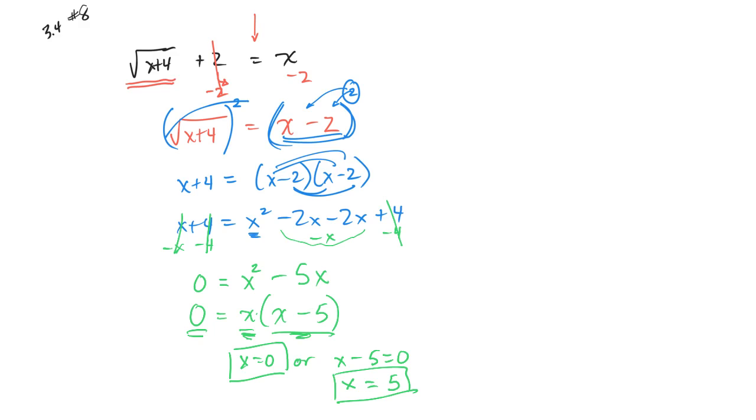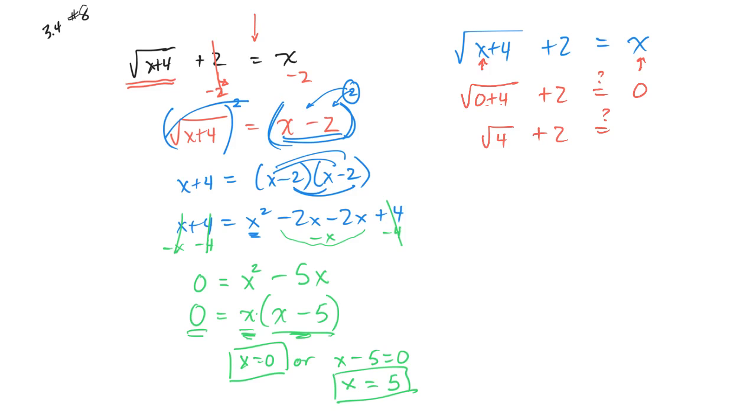Now at this point, I do want to take them back and check to see if they will actually work. So let's rewrite our equation out. And you have to go right back to the original equation. And let's put a 0 in to start with. So I'll put a 0 in here, and see if one side's equal to the other side. So the square root of 0 plus 4 plus 2 equals 0? 0 plus 4 is 4, plus 2. Is it equal to 0? Square root of 4 is 2. 2 plus 2, ooh, that's not 0. Therefore, 0 can't be an answer.